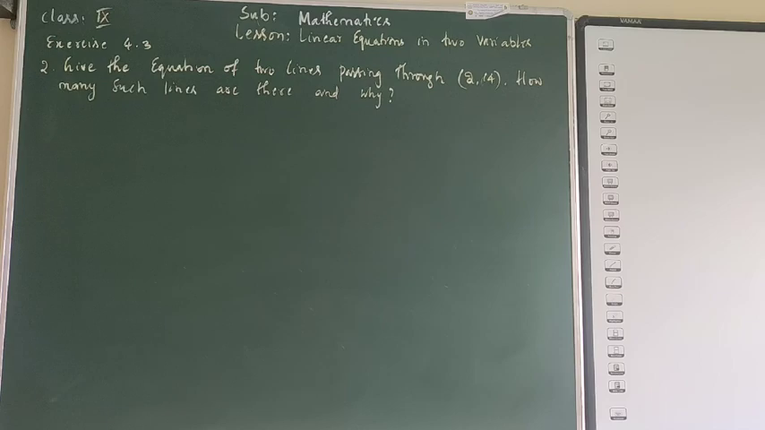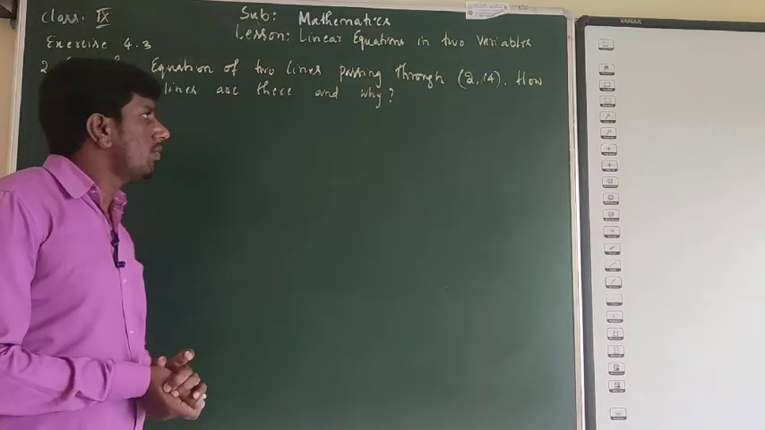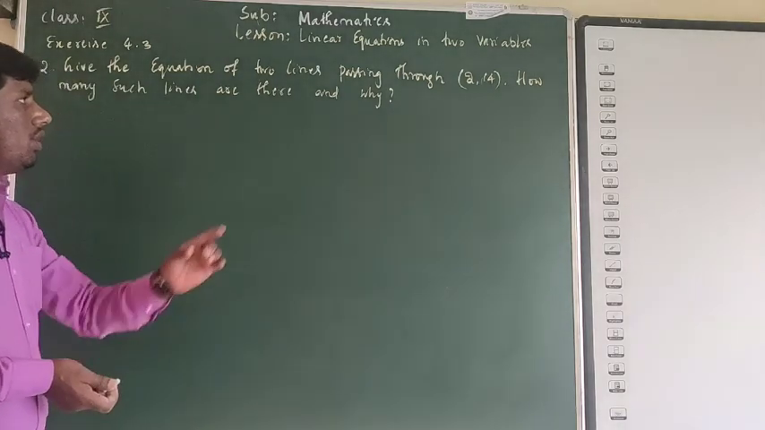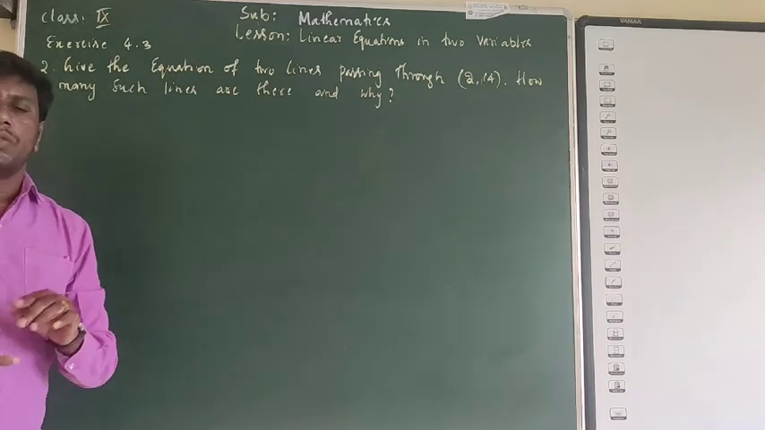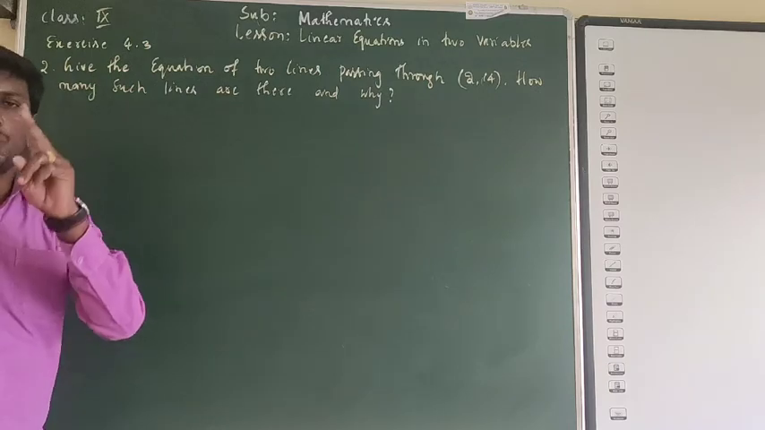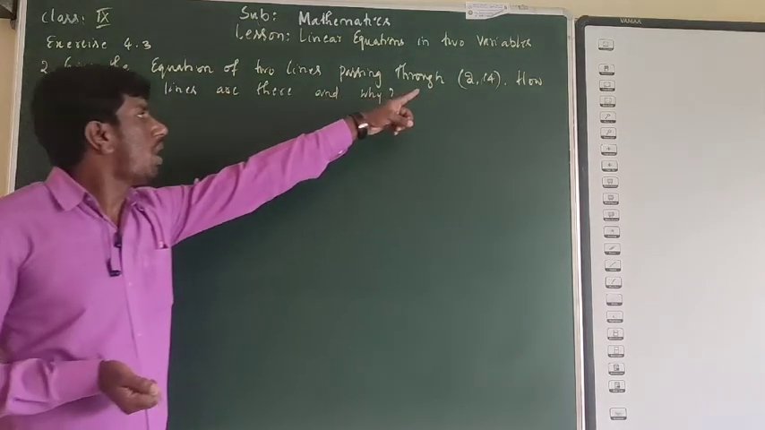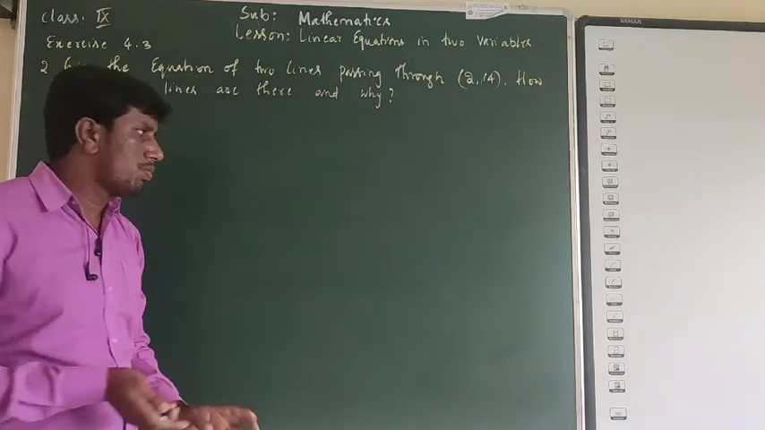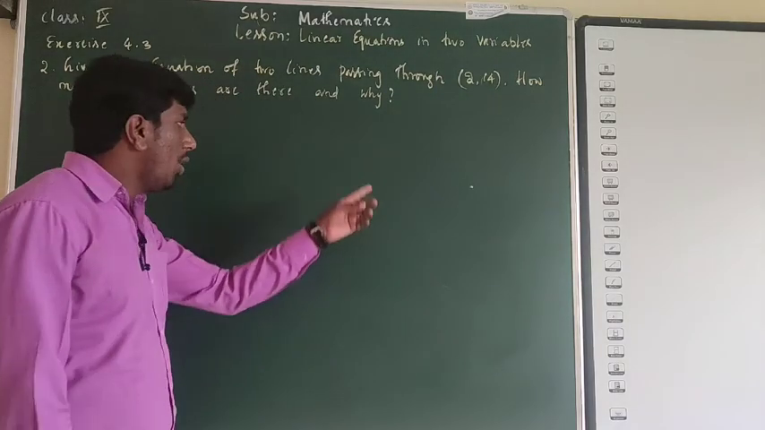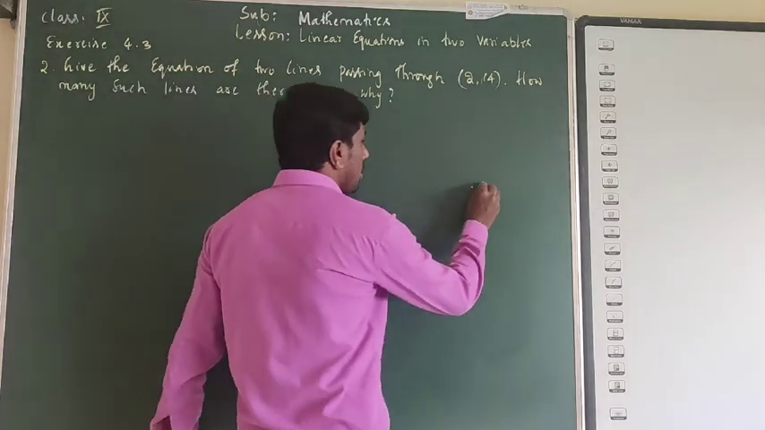The next question is: give the equations of 2 lines passing through (2, 14). How many such lines are there and why? Here we have given the point, and for that point we should give the equations. I should give 2 equations, and the 2 equations should pass through this point. I have a point like this. How many lines can pass through this point? Let us assume that this point is (2, 14).